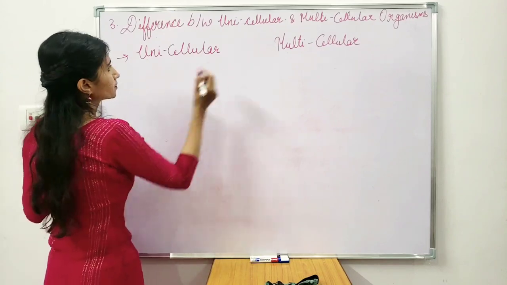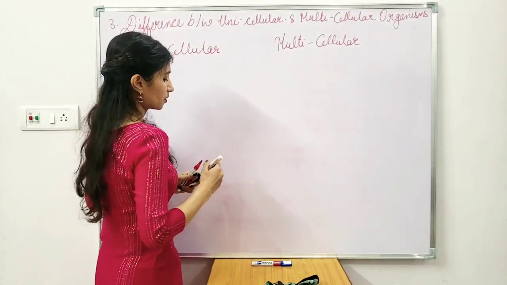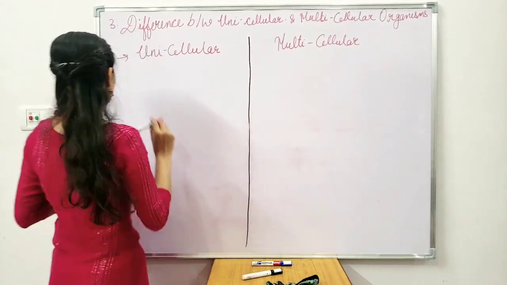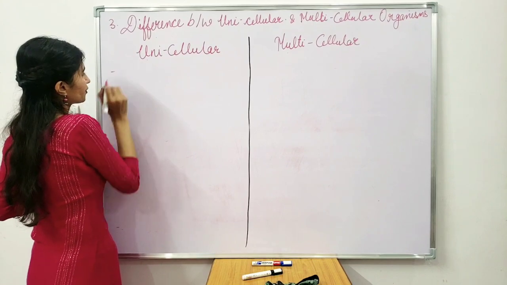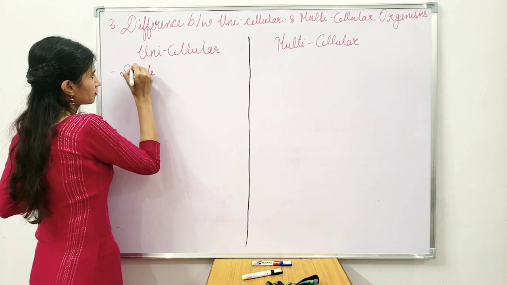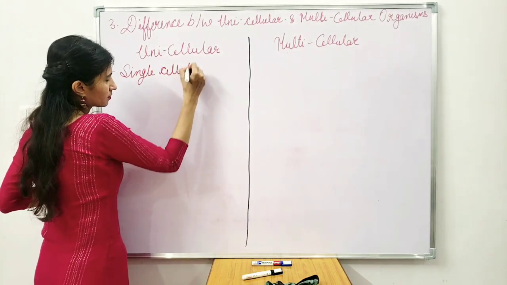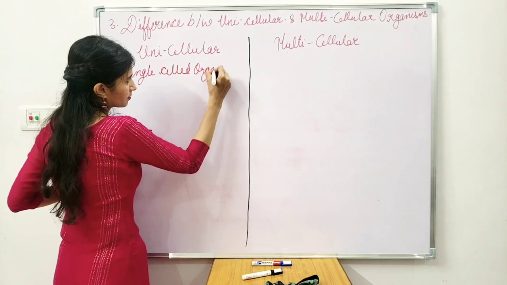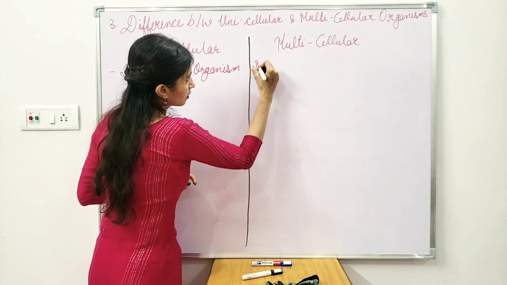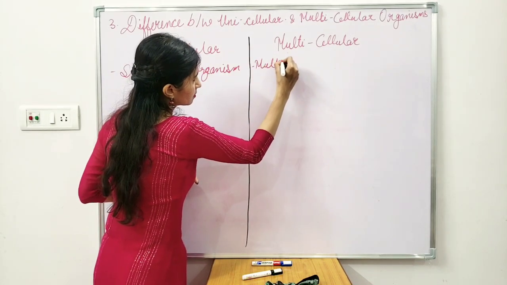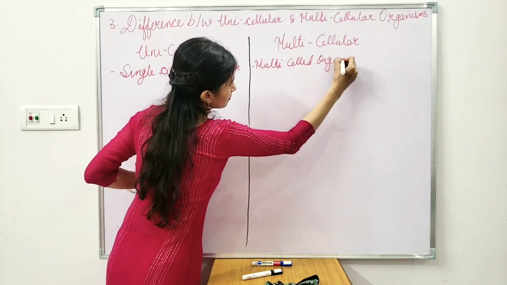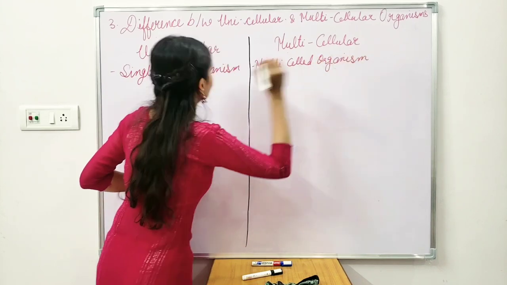So, first point. For the unicellular organisms, single celled organism. This one, multi celled organism.